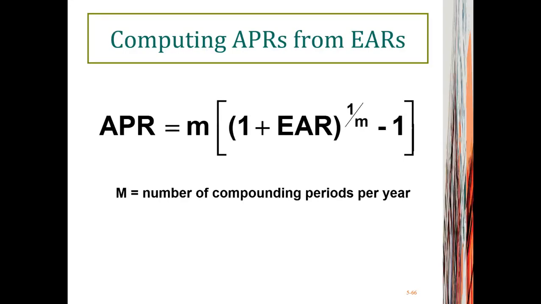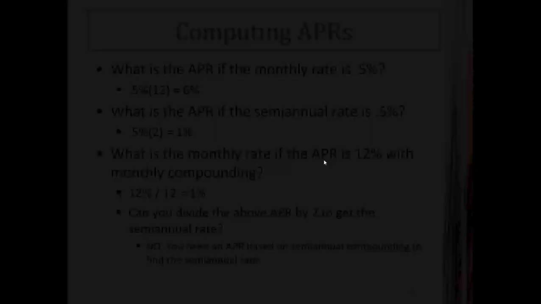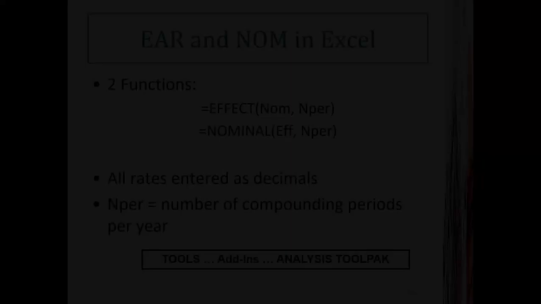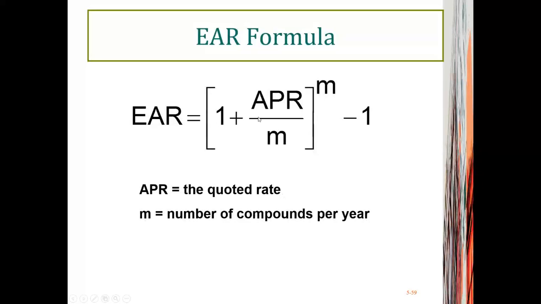If you want to figure out APR, then here is the equation you can utilize: 1 plus EAR, raised to the power 1 over m, minus 1, and times that number by m to get APR. It's just the opposite formula of the first equation that you see here: EAR equals 1 plus APR divided by m, raised to the power of m, minus 1.